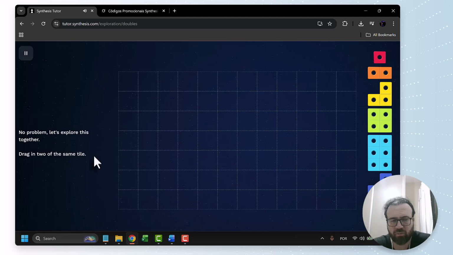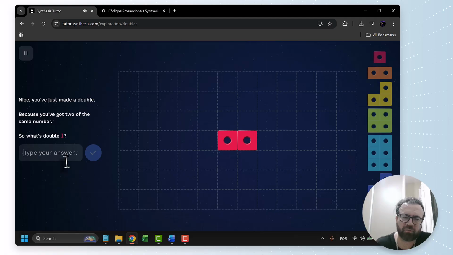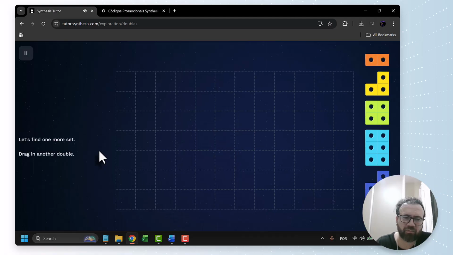No problem. Let's explore this together. Drag in 2 of the same tile. Nice. You've just made a double because you've got 2 of the same number. So what's double 1? Precisely. 1 and 1 make 2.